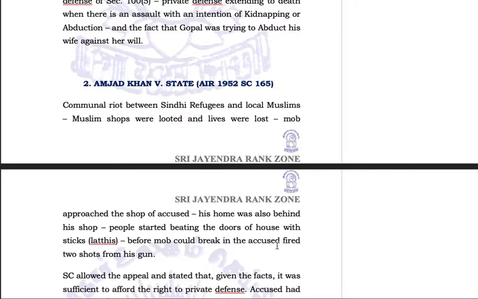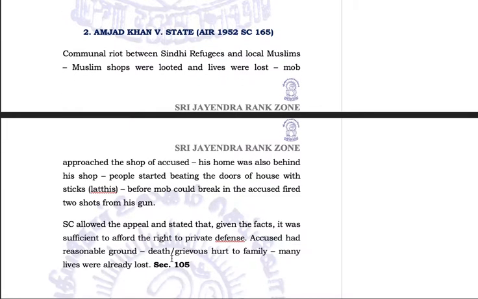Before the mob could break in, the accused fired two shots from his gun, and two people died. The Supreme Court allowed the appeal, meaning it acquitted him, and said it was sufficient to afford the right of private defense. The accused had reasonable ground to fear death or grievous hurt to his family, as many lives were already lost.